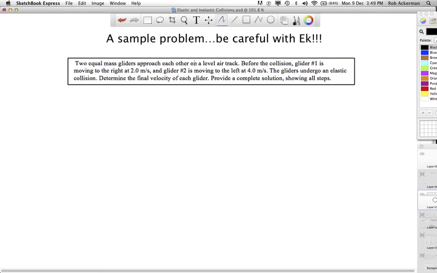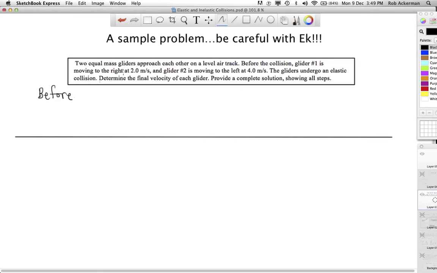Here is why. Here's the problem. Two equal mass gliders approach each other on a level track. I see a question, I start drawing. Let's see, what do we got here? Before the collision, the gliders are approaching one another. So here is glider number 1, and there is glider number 2. I'll call this M1, I'll call this M2. And because they're coming toward one another, I'm going to write this in as a V1 and a V2.